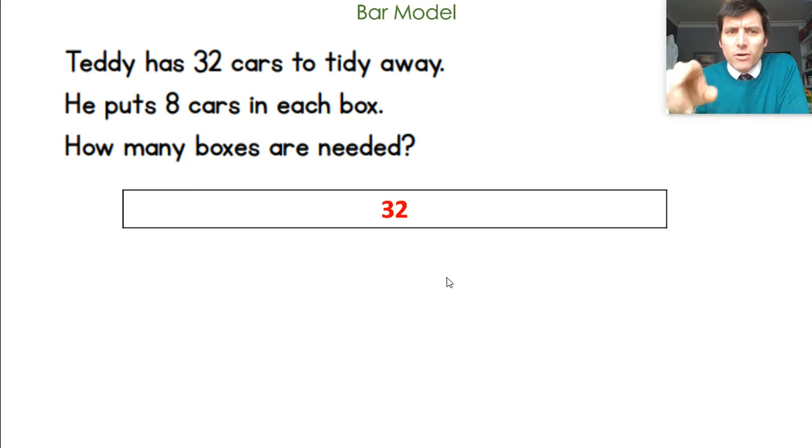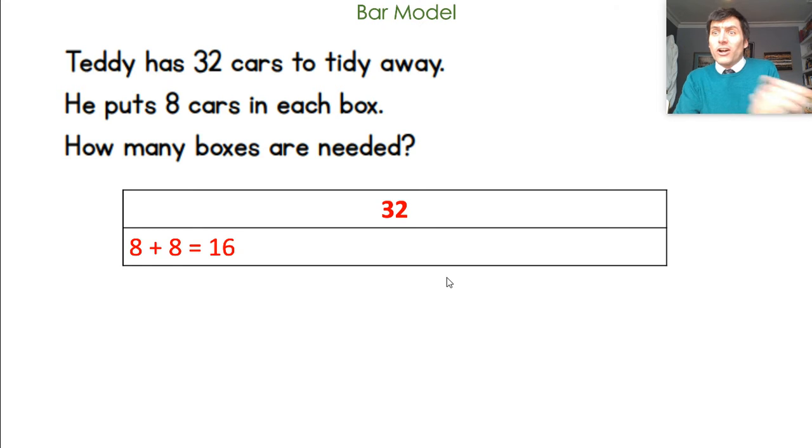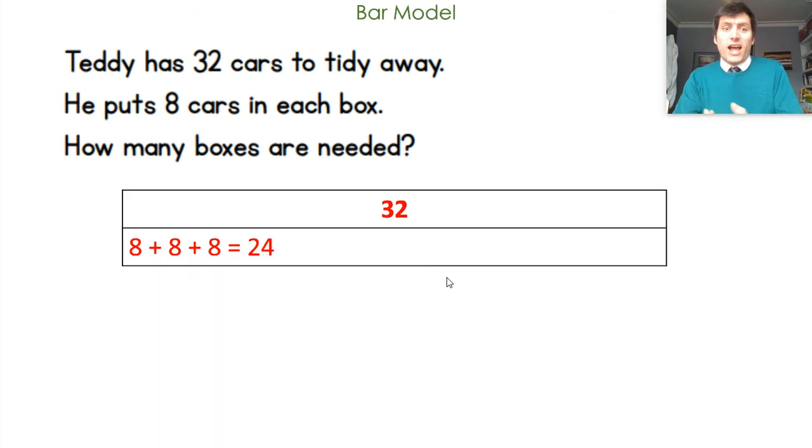Well, I've got 8 cars in each box. So what I've got to do is work out how many sections, if I was doing this as a bar model, I'd need to make my 32. So I can think of my big bar of 32 and I can think of how many little bars I should split that whole into. Well, I've got 8. That's not the same as 32. It's smaller. Now I've got another 8. So 8 add 8, still not the same, is it? 8 add 8 is 16. Still not the same. I've got 8 add 8 add 8. So 3 lots of 8.